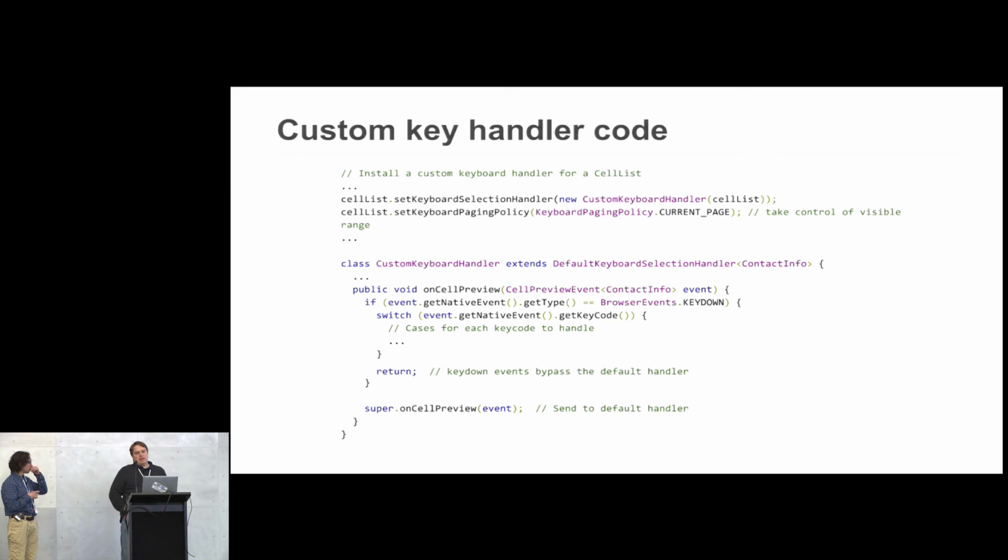And then you need to implement the custom keyboard handler. And with that, you can extend the default one. This is the default one I mentioned before, and just override the cell preview. And in here, we're going to look at just handling the key down events. When you handle those, you return and bypass the default handler, but the focus and mouse events it also handles. It's not just a keyboard handler. We're going to go ahead and send those to the default so we don't have to override those. You can get into those as well, but I'm not going to cover that here.